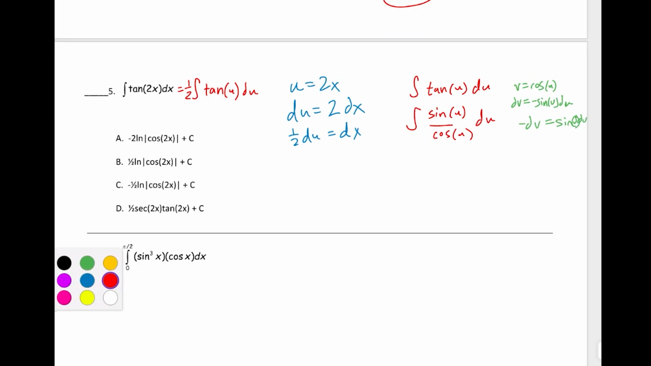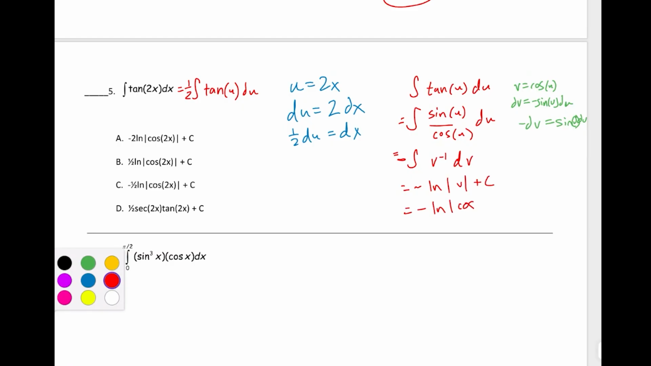Okay, so now I can rewrite this as negative the integral of, sorry, let me look over this one more time. So it's 1 over v. So it'd be v to the -1 dv. There we go. Okay, so now I can integrate this. We know the integral of anything to the negative first power is the natural log of the absolute value of that thing. So this will be negative the natural log of the absolute value of v plus c.